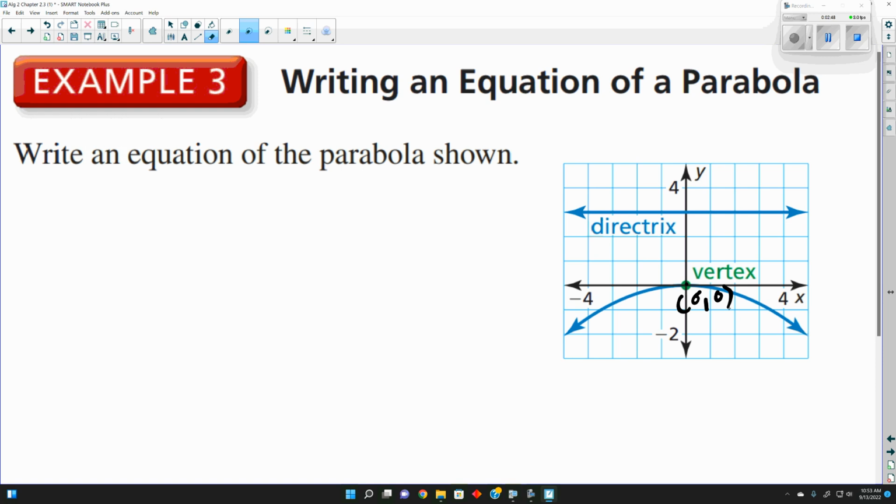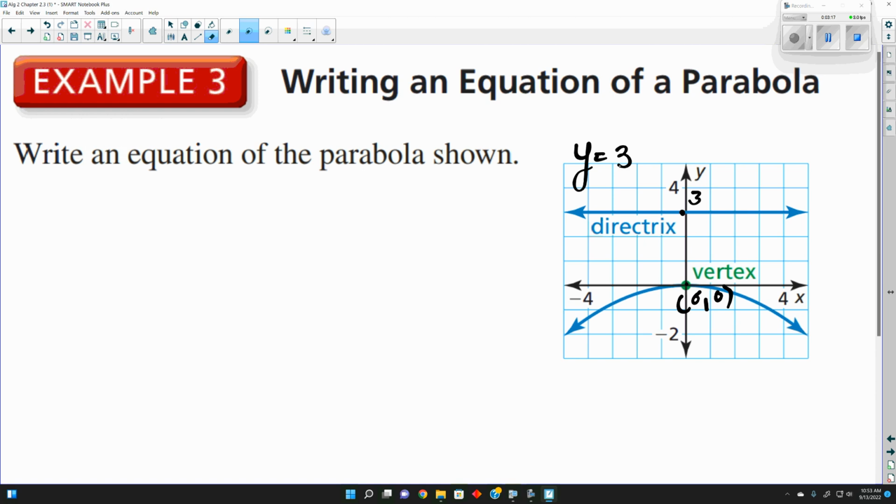For both of these equations, the vertex is the point 0, 0. So it doesn't tell us anything different there. But if we look at the directrix, we have this horizontal line that crosses at the point, right here, 3. So if we describe this equation, it is the equation y is equal to 3, because that's the equation of that line. Any questions on this so far?